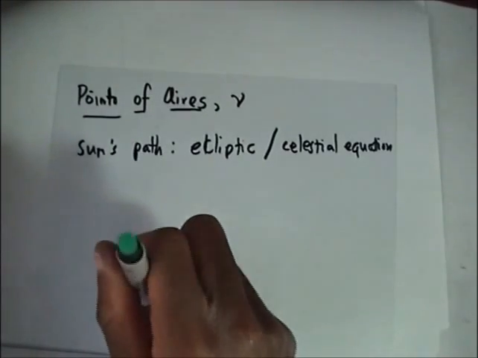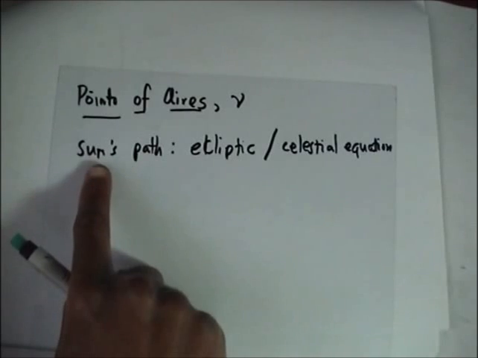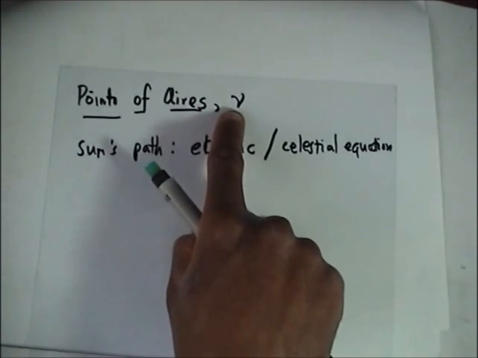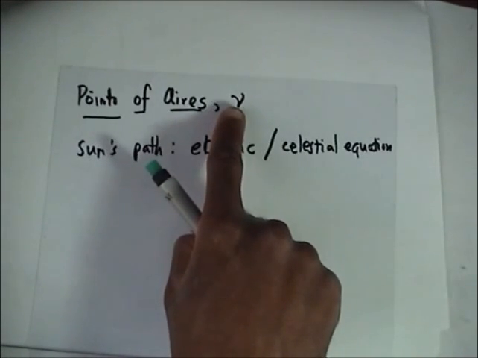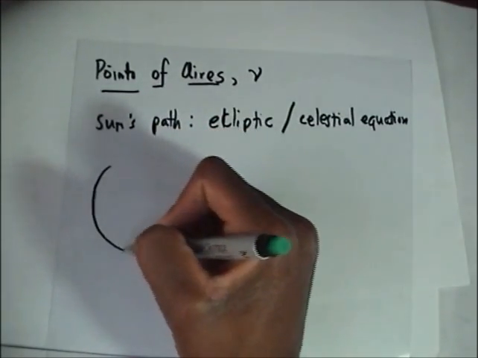Our sidereal clock, our sidereal day is taken to begin when this point V is in upper transit. So when this point V is in upper transit, that's when we define our sidereal day. Let's draw what we mean here.